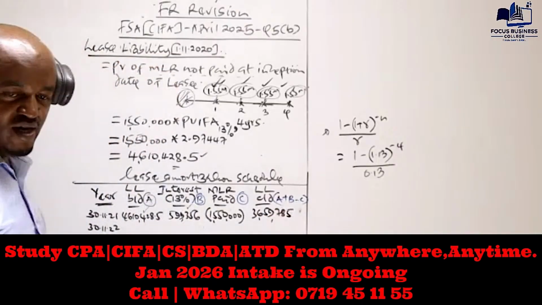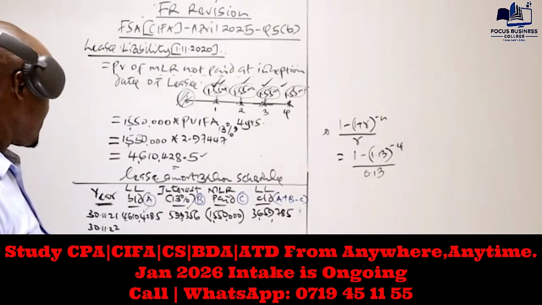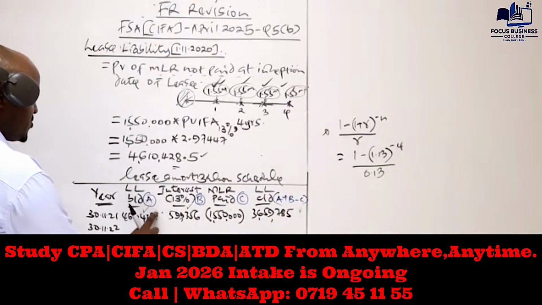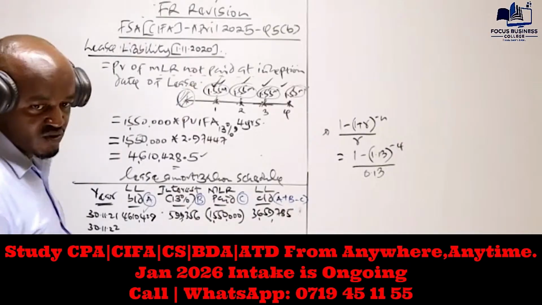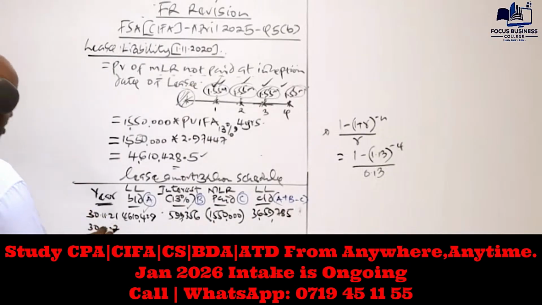To the nearest whole number, this one should be 9. Let's work with that. It's 9, to the nearest whole number, it should be that. Yes. So that will be the opening balance here.